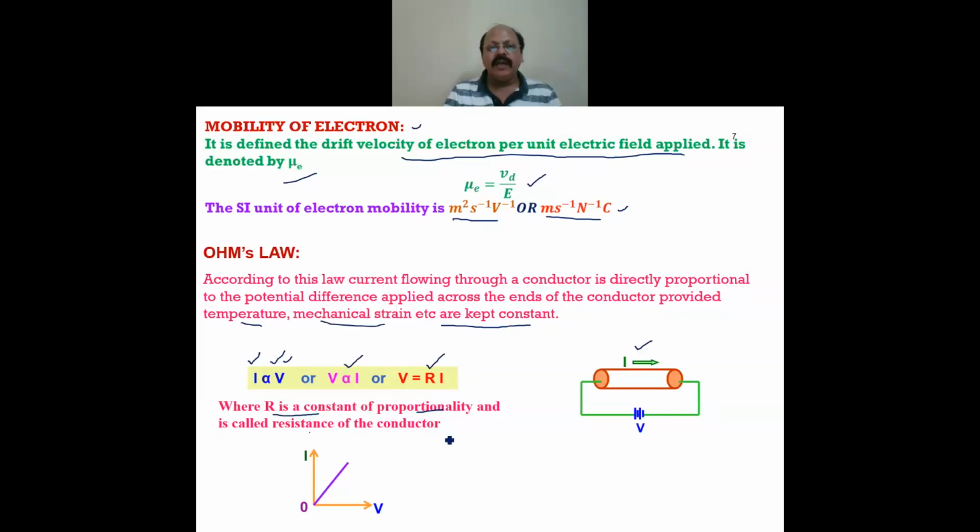Now when we plot the graph between I and V, keeping the factors temperature and mechanical strain constant, in that condition, when we plot a graph between I and V, we will get a straight line that passes through the origin. That indicates the proportionality between I and V, that is I is directly proportional to V.